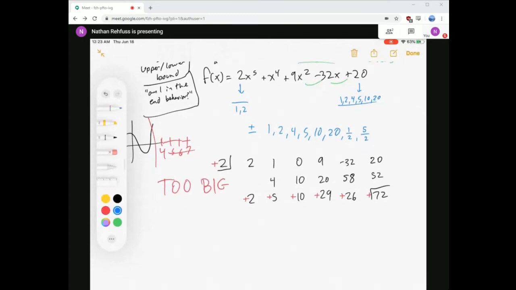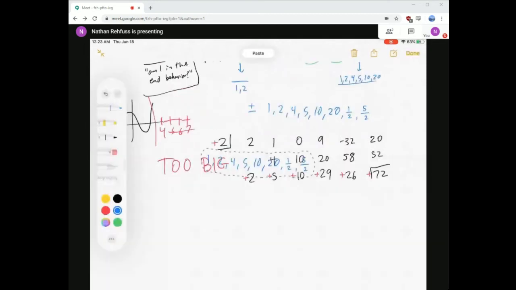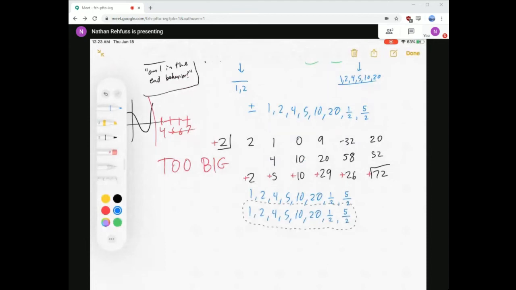So let me draw a scoreboard here. Here's what I'm going to do. I'm going to take this possible list of rational roots, copy it. There we go. Paste it. Paste it again. Okay. So this is the list of all 16 possible rational roots, yeah?